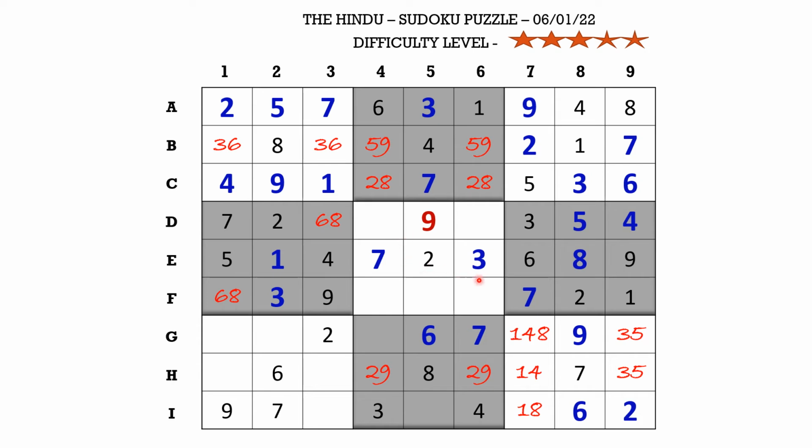So there is a 1 in F row and a 1 in column 6. This one blocks these 2 cells here and this one blocks these cells here. So D4 takes 1.